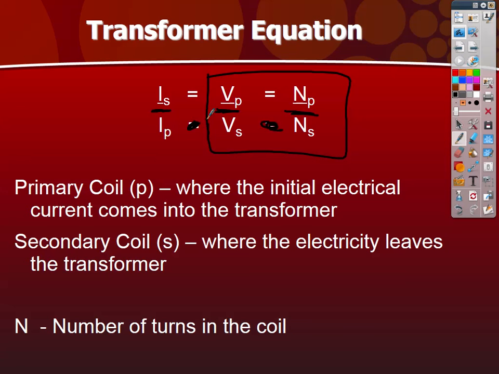N stands for the number of turns in the coils. Obviously, P and S are the coils. Primary coil is where it comes in. Secondary coil is where it leaves. All right, apologies about that. All right, so there is your relationship.